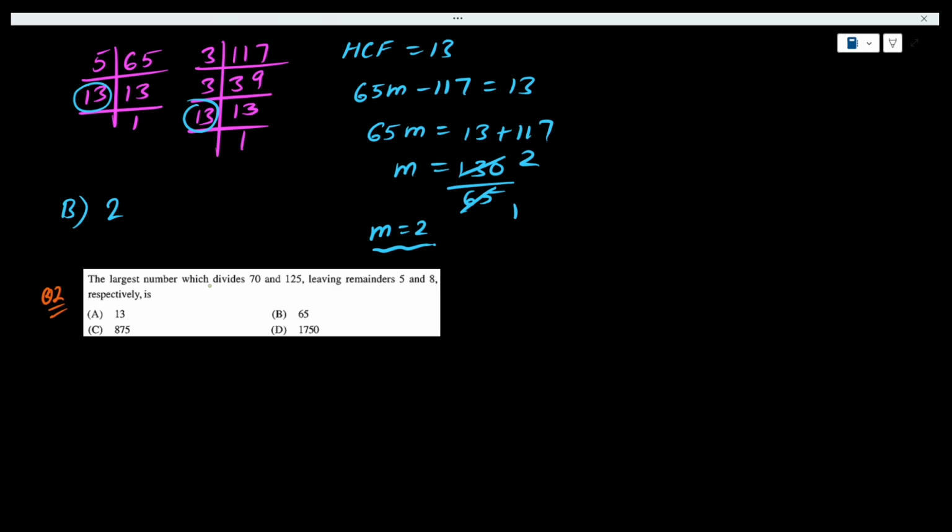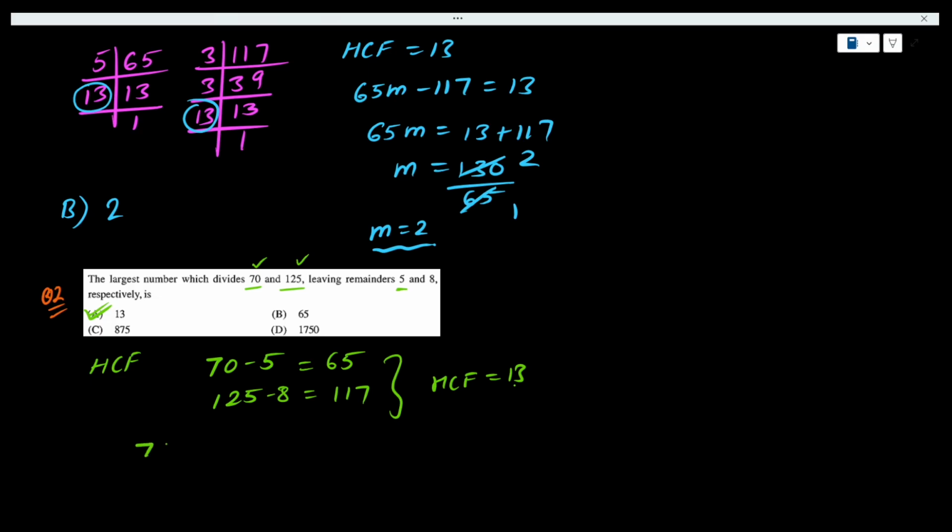It's written: the largest number which divides 70 and 125, leaving remainders 5 and 8. Now the largest number which divides given numbers means you need to find the HCF, but when you are dividing, it is leaving a remainder. So I can subtract the remainder first. You will get here 65, and 125 minus 8 is 117. And just above this question, you know what the HCF of these two numbers is. We got it as 13. So the answer is going to be 13. So 13 is the largest number which divides these and leaves the remainders 5 and 8.